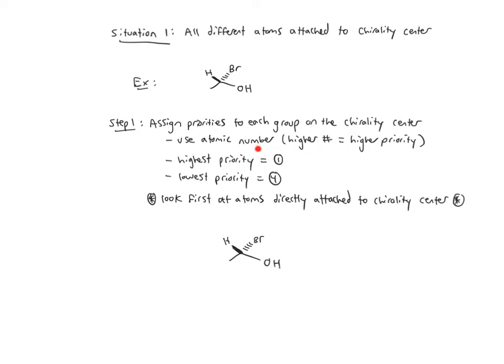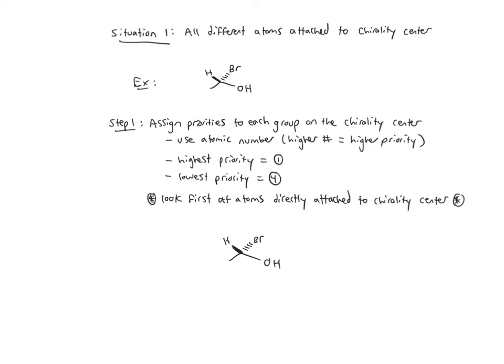So that's going to be really important to figure out what priority they have. If they have a higher atomic number, we're going to have a higher priority for that atom. And these priorities are going to establish whether this enantiomer is going to be designated as R or S, or whether this chirality center is R or S if we have multiple chirality centers. So the first thing we're going to do is look at these atoms directly attached to the chirality center. We see we have a bromine, oxygen, a carbon, and a hydrogen.